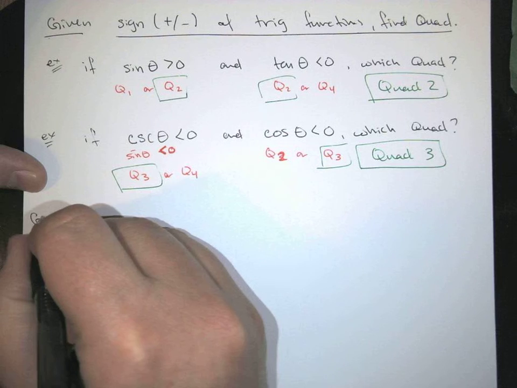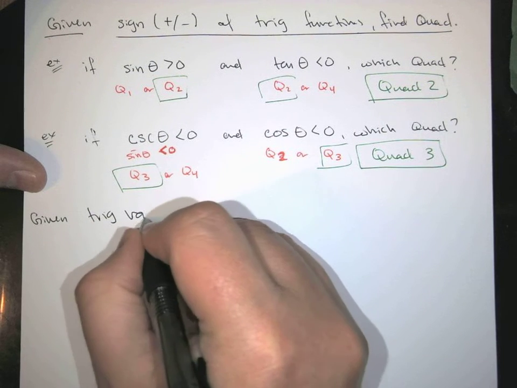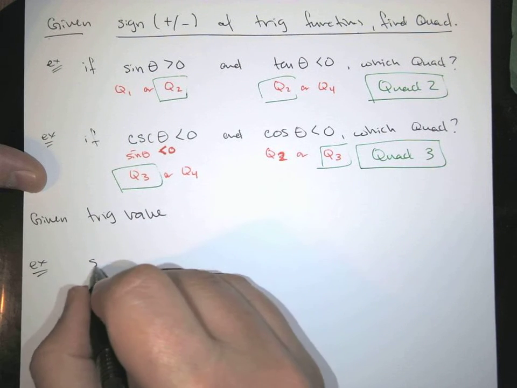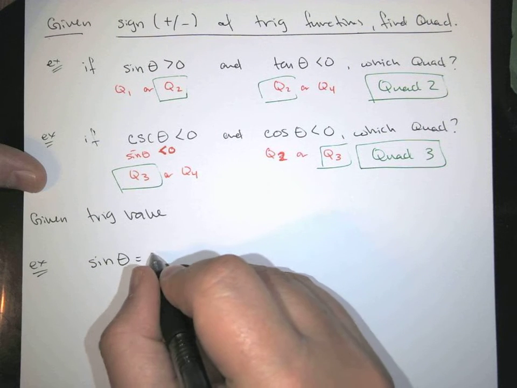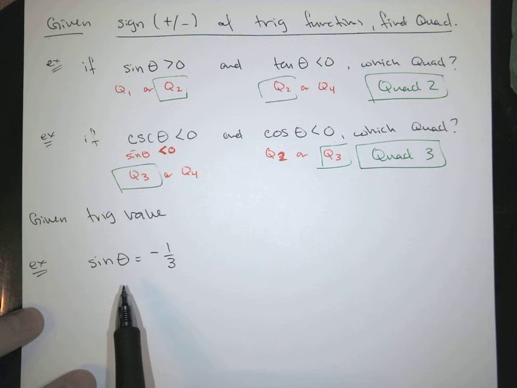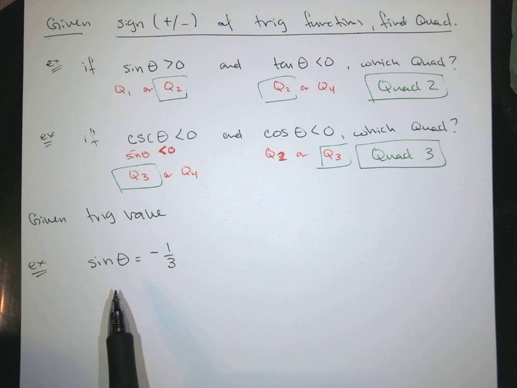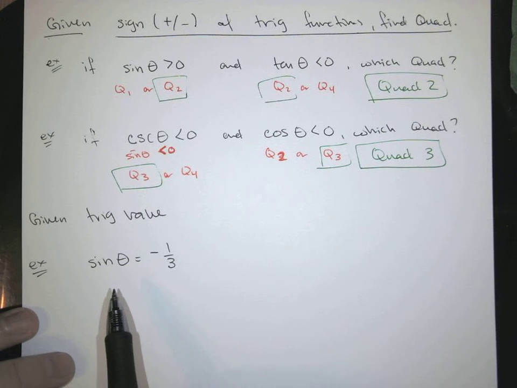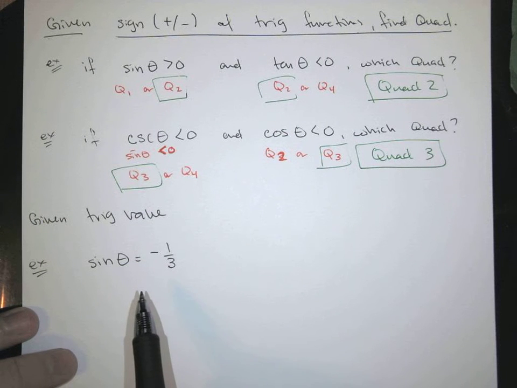So given a trig value, for example, let's say we know the sine of theta is negative 1/3. Where is that? What's the position? Well, that could be happening in quadrant 3, or it could be happening in quadrant 4. And if we're going to use this information to find other trig values, or to draw a picture and a triangle that goes with it, we need to know which of those two quadrants we're in, 3 or 4. We can't really move forward unless we can figure it out.